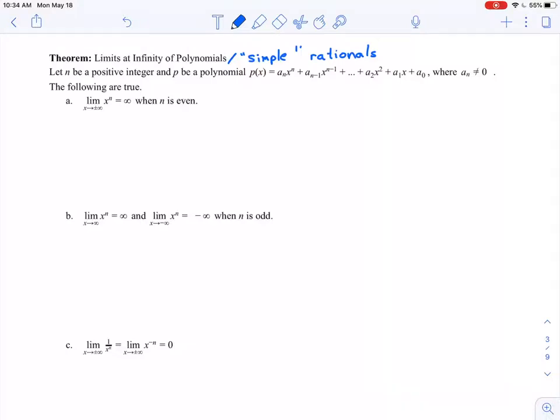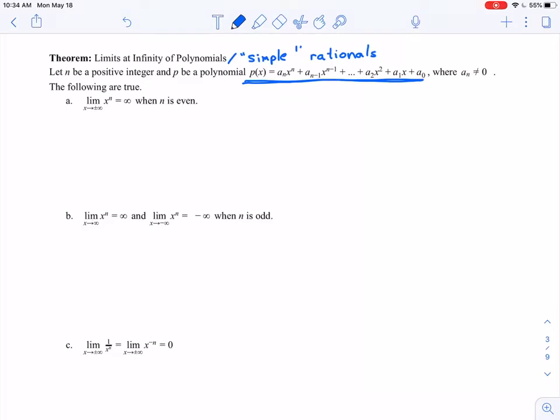Now we're going to see if we can generalize some properties of limits at infinity for polynomials and simple rational functions, just to make the process of evaluating limits at infinity for more complicated polynomials a little bit easier. So here we have n be a positive integer and p is a polynomial. P of x looks like this. This is just the general form of a polynomial, and for right now you don't need to worry about that. We're not going to talk about that until the very last property here.